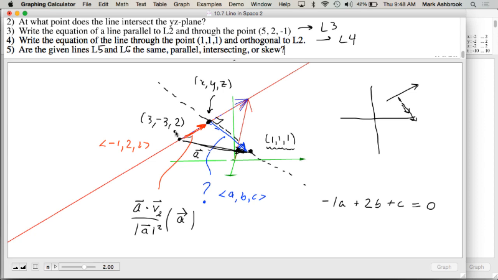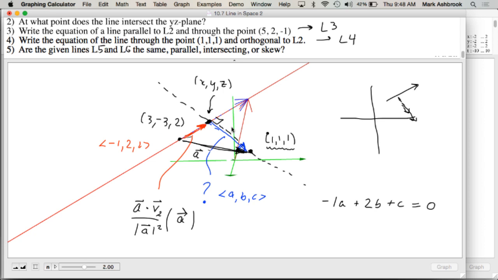Well said. That's what you all should be thinking, right? That's a real basic thing. He's saying the components of the red vector are the changes. And you could add those changes to (3, -3, 2), and what would that give you? That would give you that point. And now you're home free, right?